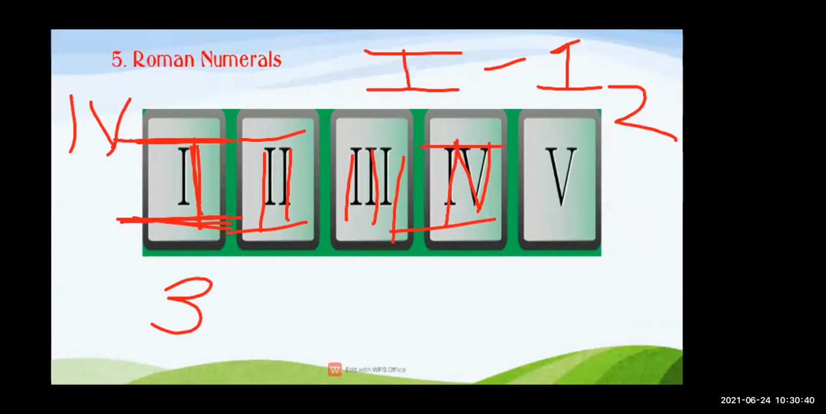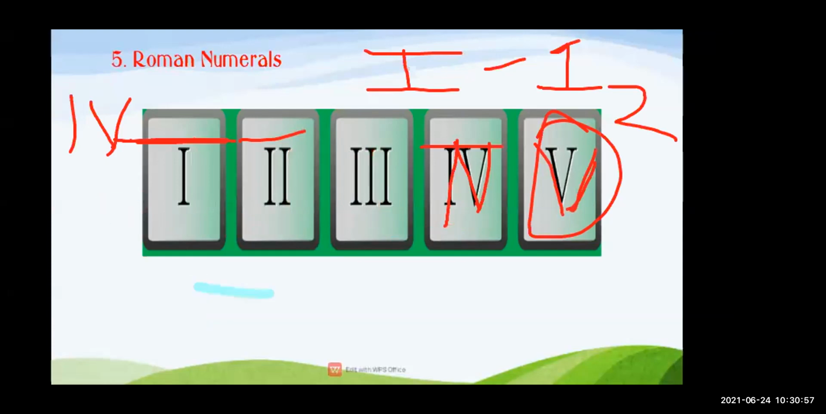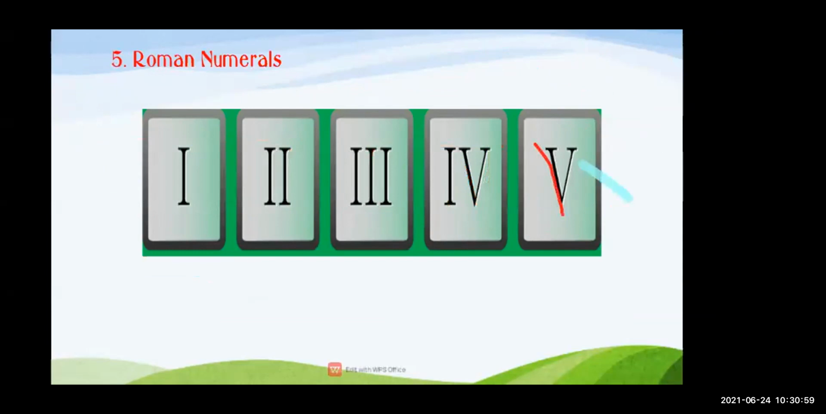Now the last part is V. Only V. Which number is it? Very good, it is number 5. So you can see over here, I have written only the first 5 Roman numbers, because you have to understand only 5 Roman numbers first. After that, we are going to learn some rules regarding the Roman numerals, and then we will know how to write 1 to 10 Roman numerals.